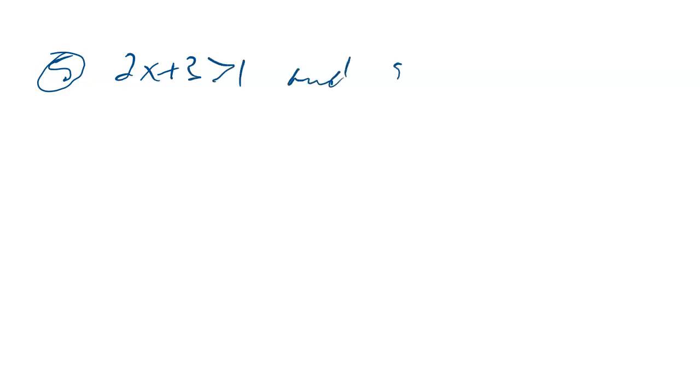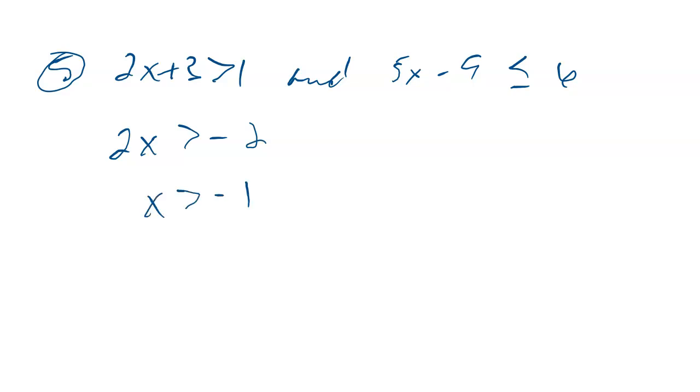And 5x minus 9 is less than or equal to 6, I believe. And then drawing this, I get 2x is greater than -2, x is greater than -1. Let's see, 5x is less... I feel like I'm doing the same problem. Did they copy the problem? One's a conjunction, one's a disjunction. Okay, I think they're just trying to show you the difference. So this is the exact same problem, the same answer.